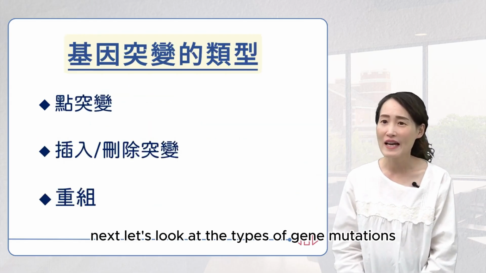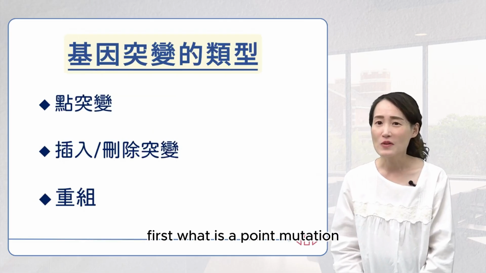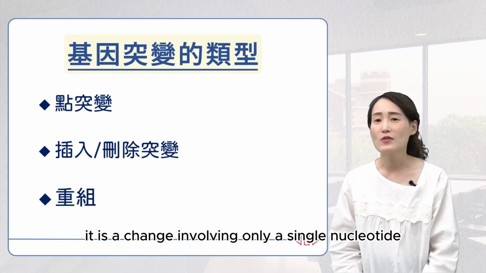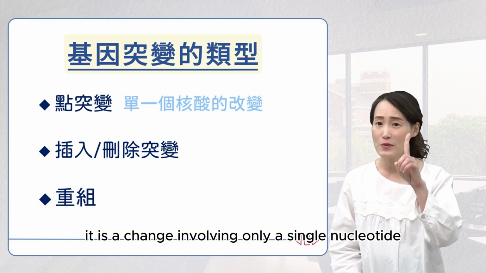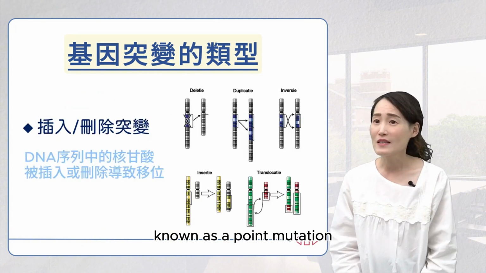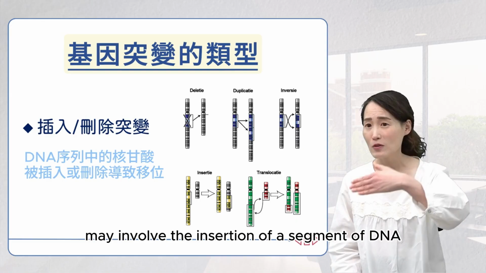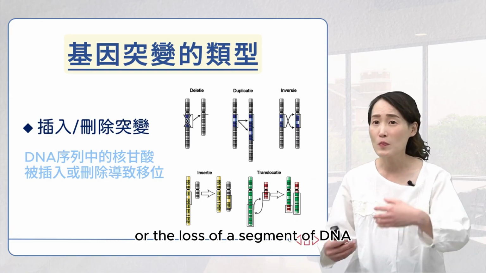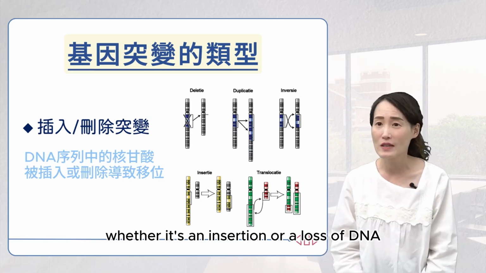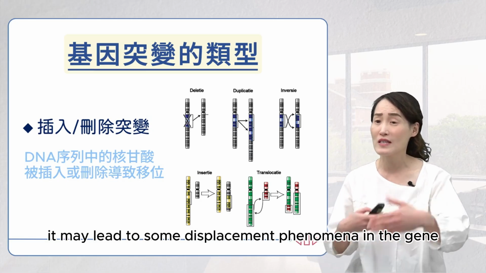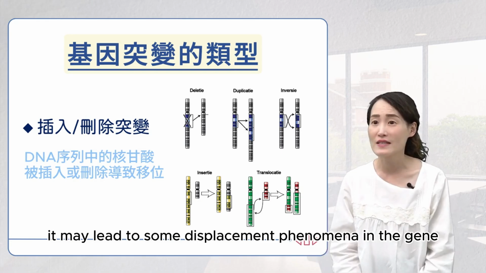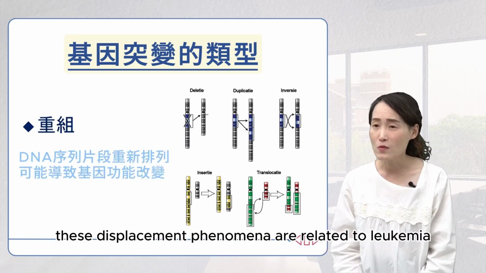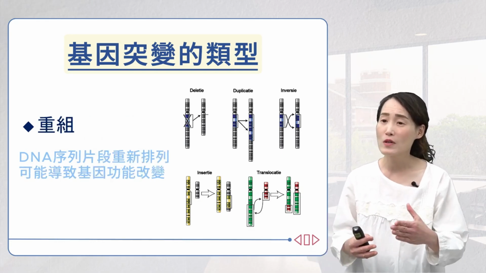Next, let's look at the types of gene mutations. First, what is a point mutation? It is a change involving only a single nucleotide, known as a point mutation. Gene mutations may involve the insertion of a segment of DNA or the loss of a segment of DNA. Whether it's an insertion or a loss of DNA, it may lead to some displacement phenomena in the gene. These displacement phenomena are related to leukemia.